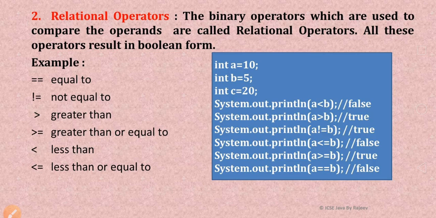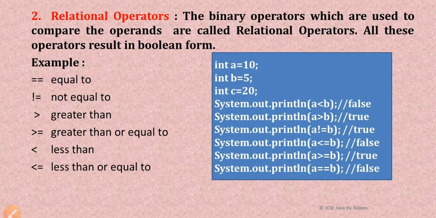So let's see an example using relational operators. I have three variables a, b and c with initialized values 10, 5, 20 respectively. In the first SOP statement, a less than b means 10 less than 5, so the outcome is false. The first output will be false. Second, 10 greater than 5, the outcome will be true, so true will be printed.